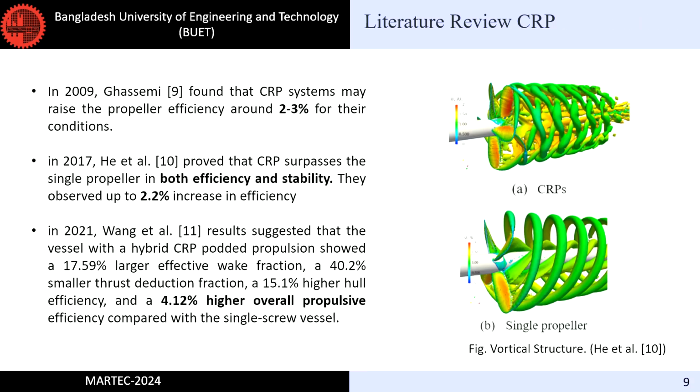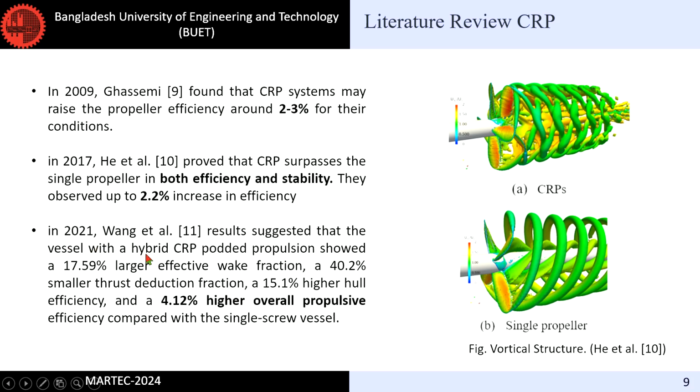Another noteworthy energy-saving device is the contrarotating propeller. In 2009, Ghasemi found that CRP systems may raise the propeller efficiency around 2 to 3%. In 2017, He et al. proved that CRP surpasses the single propeller in both efficiency and stability. They observed an up to 2.2% increase in efficiency.